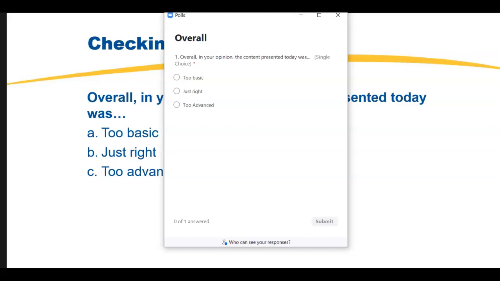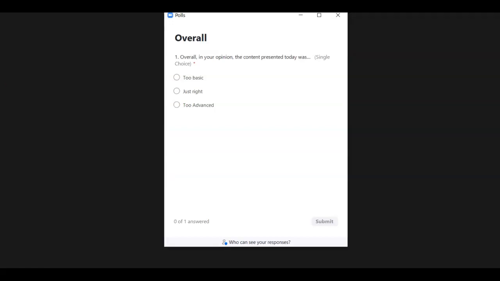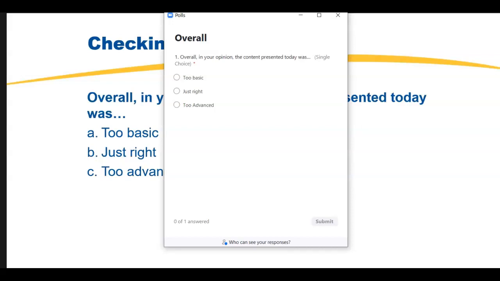Definitely encourage that. But this last poll is asking your opinion about the content that was presented today on Medigap. We'd like to know: do you think it was too basic, just right, or too advanced? So if you could take a minute, and of course there's no wrong answer here, and let us know. It'll help us. Okay, just another second there.